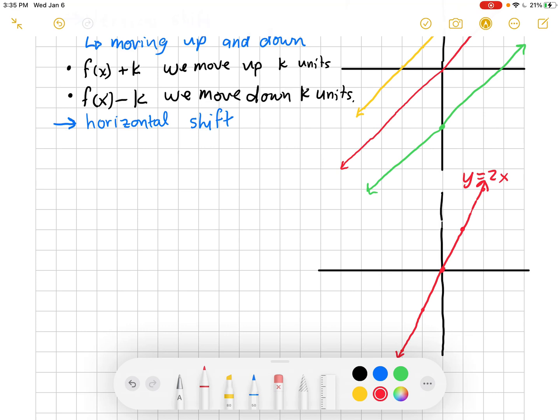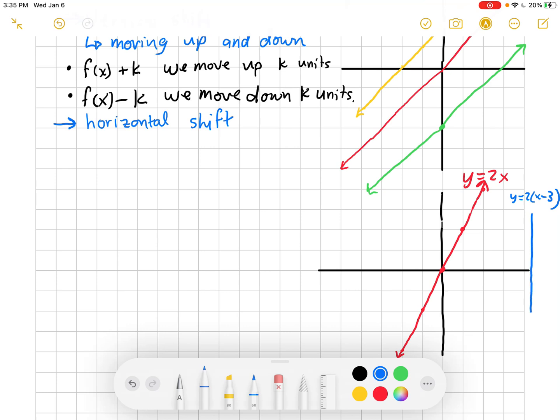Now, if I wanted to write a function shifted to the right, it would look something like this. y is equal to 2x plus 3. Scratch that. I meant to write 2x minus 3. Consider our original function. Let's go ahead and graph our new function.